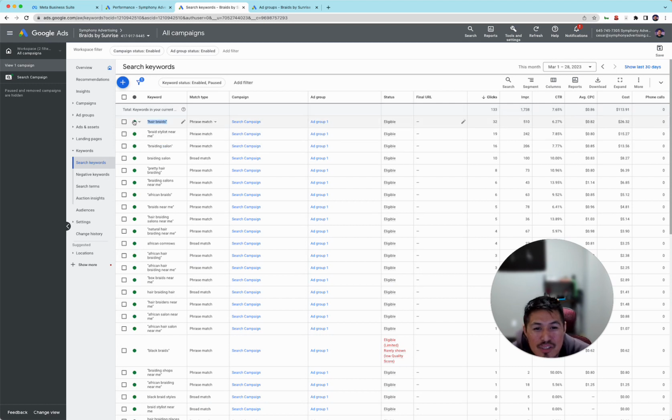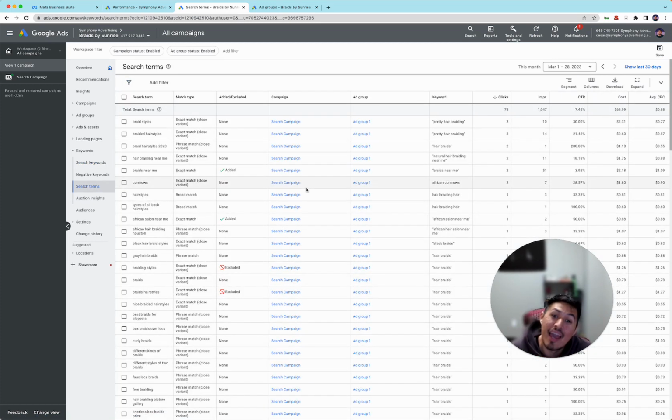Hair braids, this might not be the best, even though it's the one that gets the most clicks, because it might be too broad. It might be bringing too many types of keywords that don't necessarily mean I want to go and get the service somewhere. And that is where we have the search term report. The search term report tells us, okay, with the keywords that we have, what are the actual searches that we are coming up for?